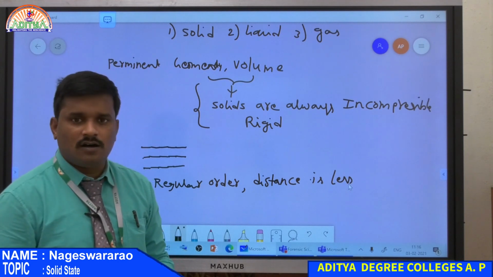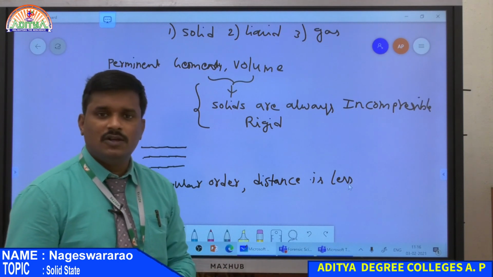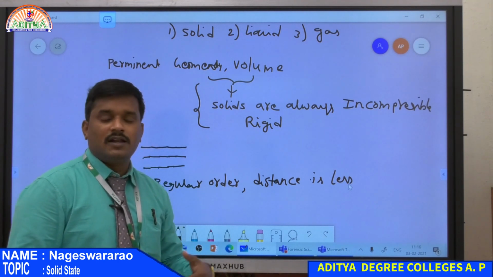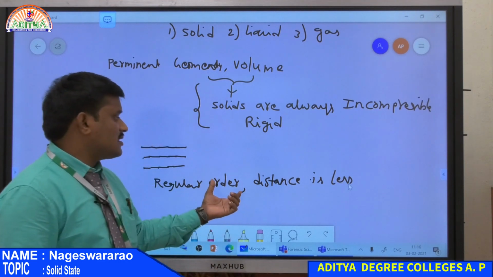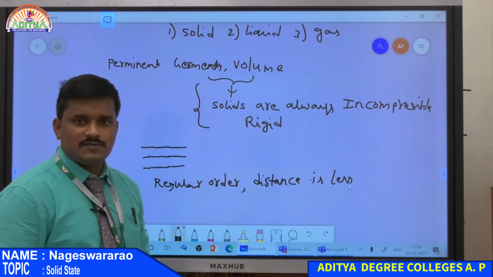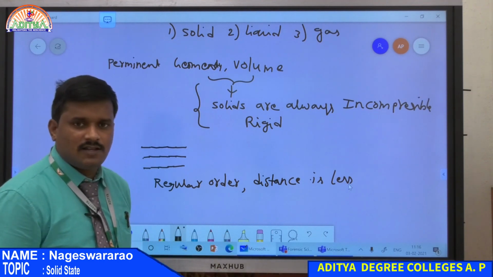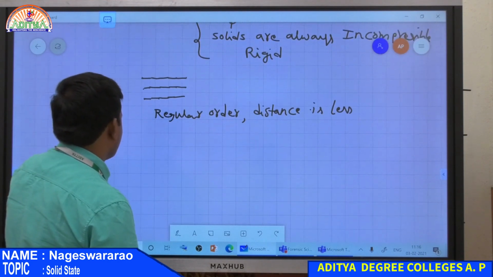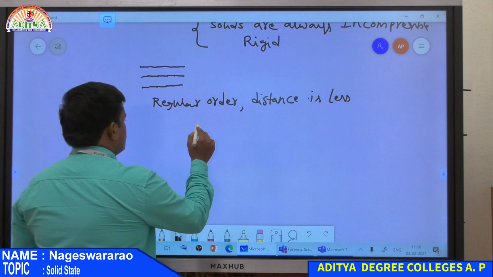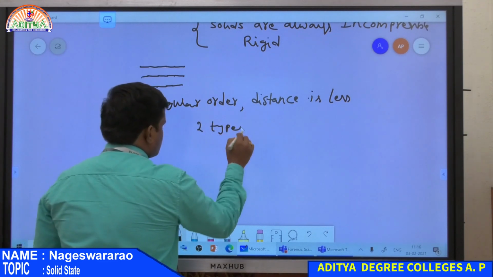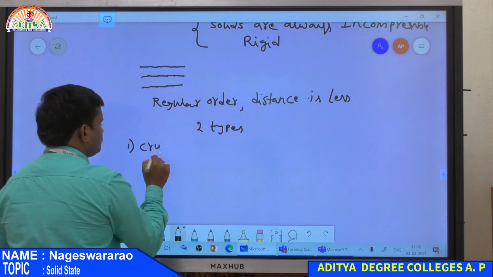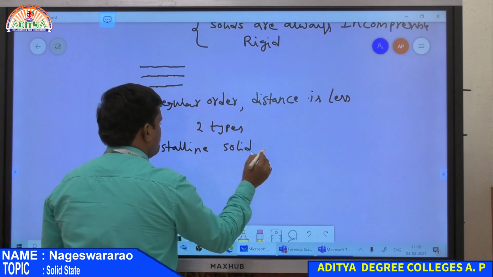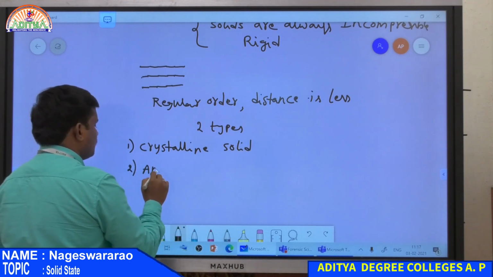So the characteristics of a solid are mainly due to the arrangement of atoms in a solid. All the atoms are arranged in a regular manner, so there exists a strong attraction between the atoms, and hence all these are rigid as well as incompressible. Based on the position of the atoms, solids are classified into two types. The first one is crystalline solid, and the second one is amorphous solid.